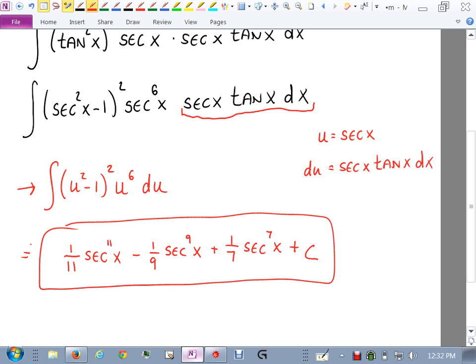I'm not showing the work, right? But it's a polynomial now. So expand it, multiply through, power rule on each one, replace u with secant. We're done. I have 8 minutes, which means I still have time.